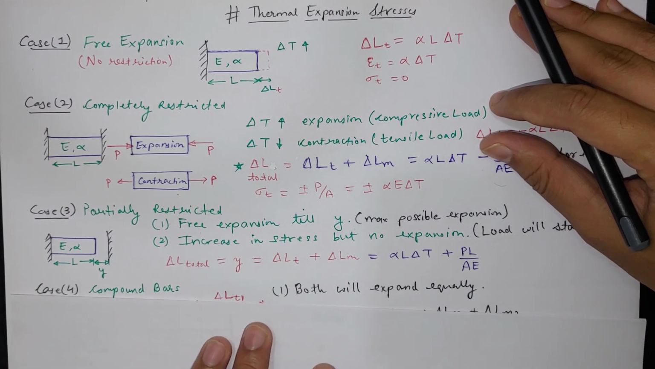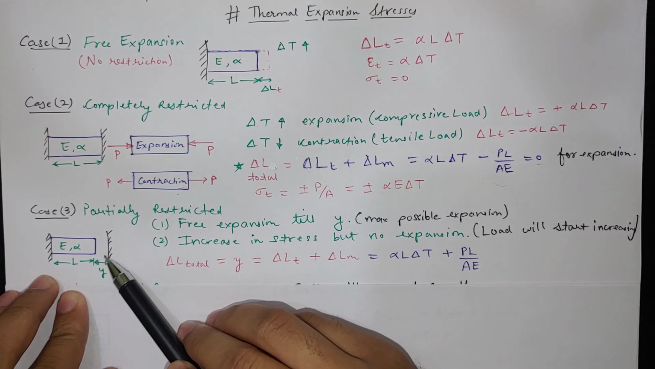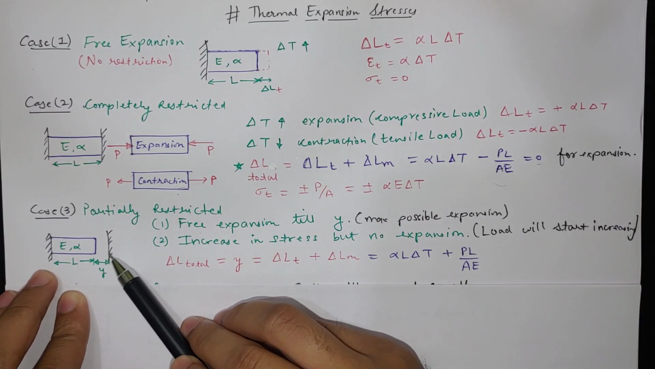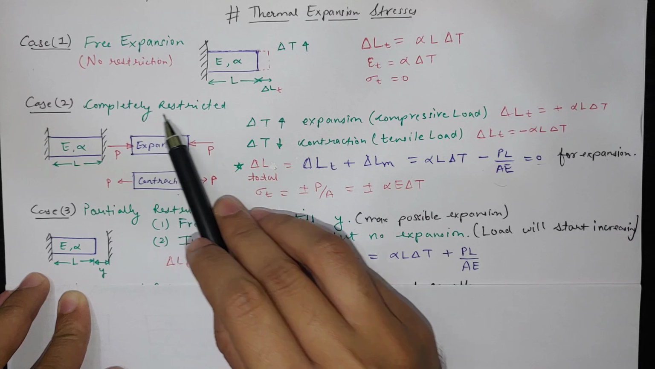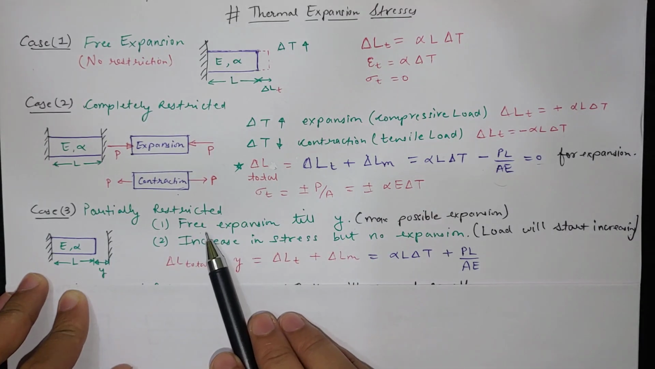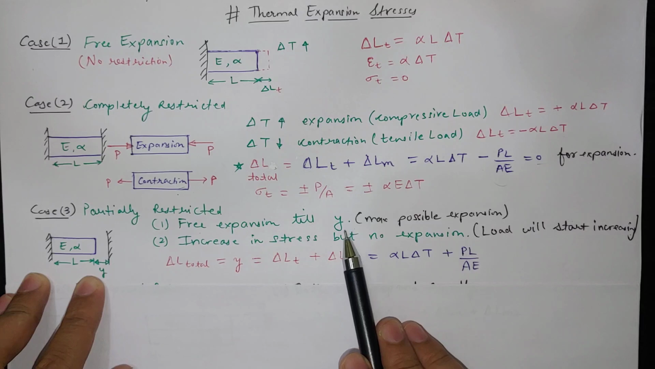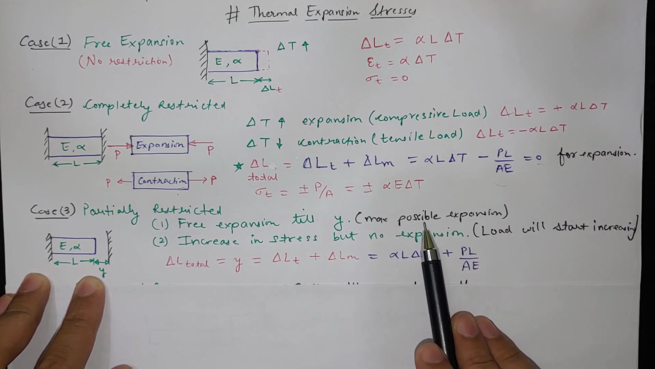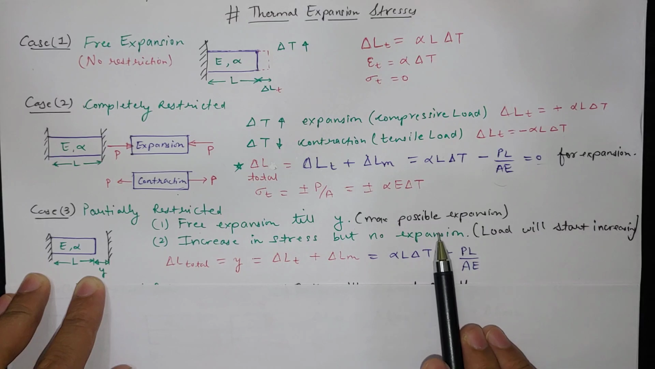The next case is partially restricted. Here we are not fully restricting, we are allowing it to expand up to some point, and then we further increase the temperature, then there will be this completely restricted case. So here there is free expansion till this gap y is filled, and that is the maximum possible expansion. And then after that, there is an increase in stress but no expansion.